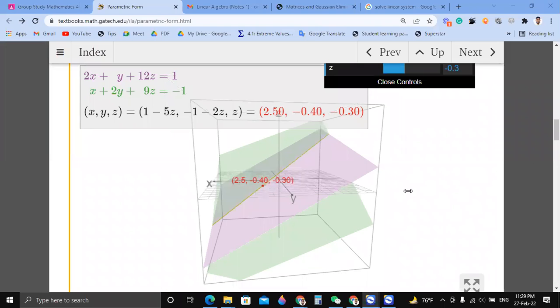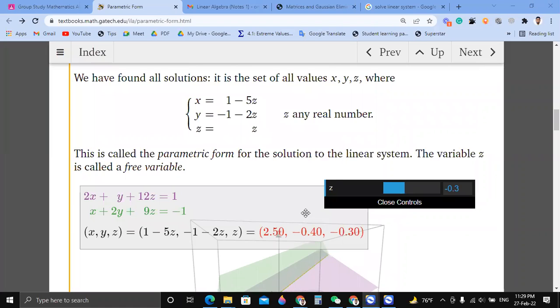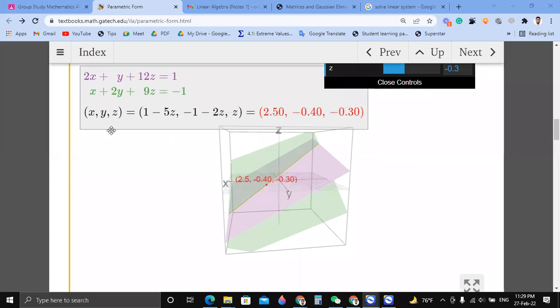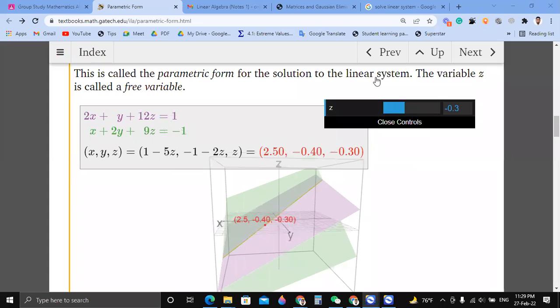We have some kind of graphical view here, right? We have two equations: 2x plus y plus 12z equals 1, x plus 2y plus 9z equals -1. Just 10 minutes, not more than 10 minutes. So here is the solution set.